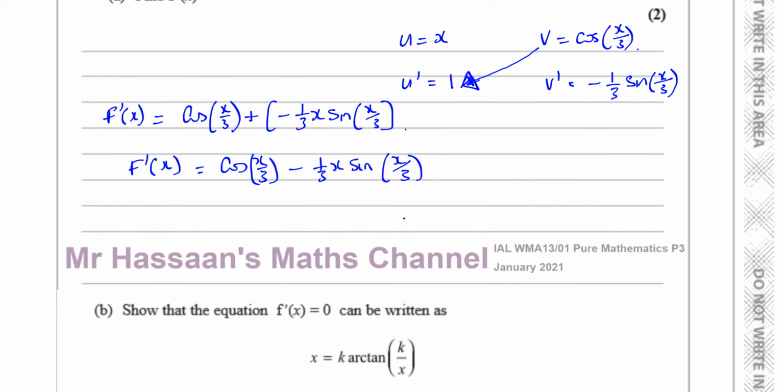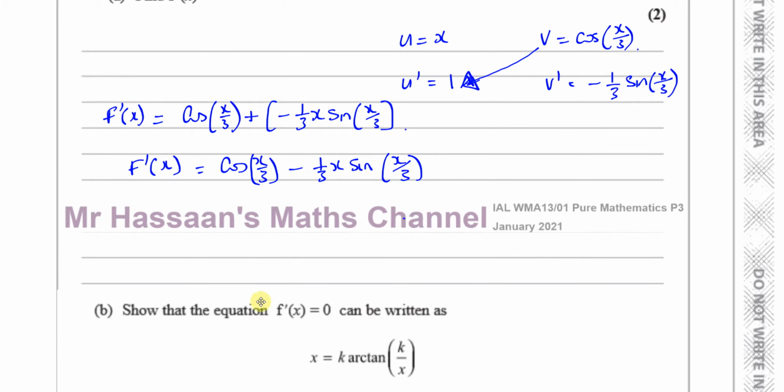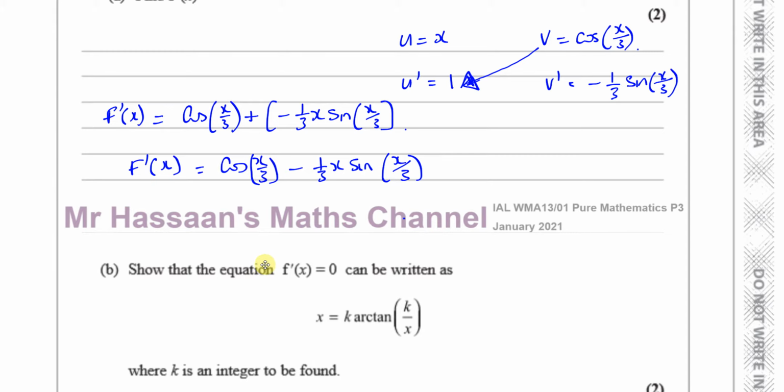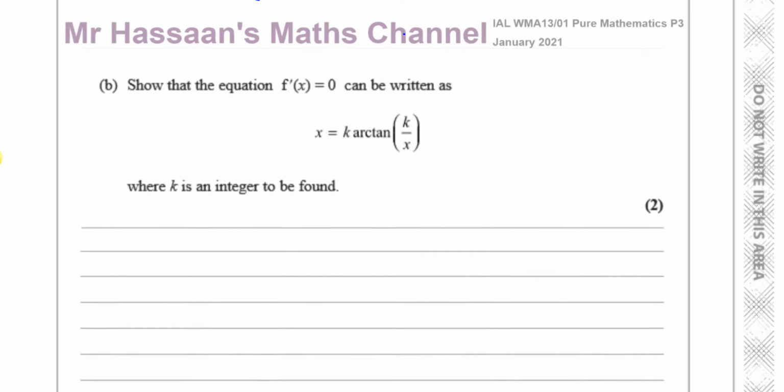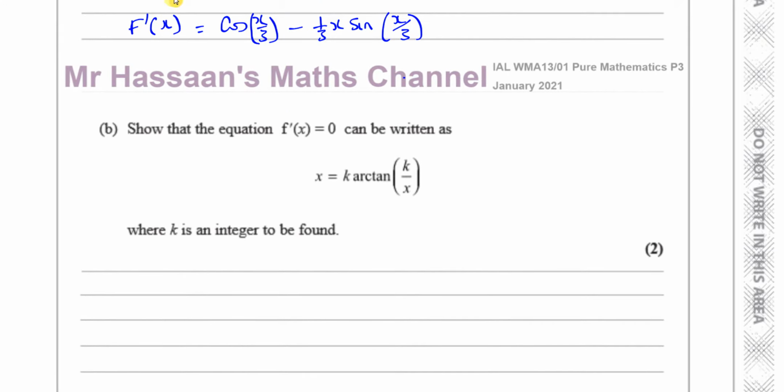Simple as that. Now part B says show that the equation f dash of x equals 0 can be written in this form. Right now we have no idea how we're going to get there, but we're going to make a start. Let's just write down what they told us to write down: f dash of x equals 0.